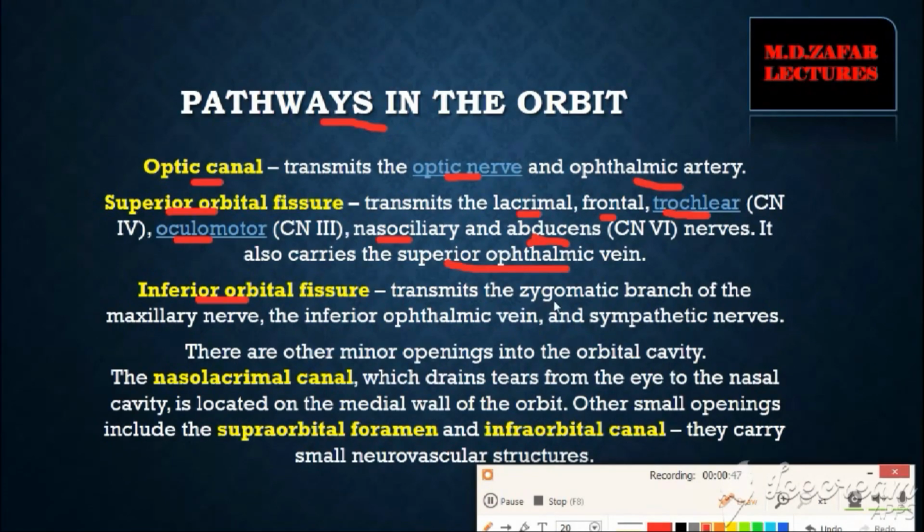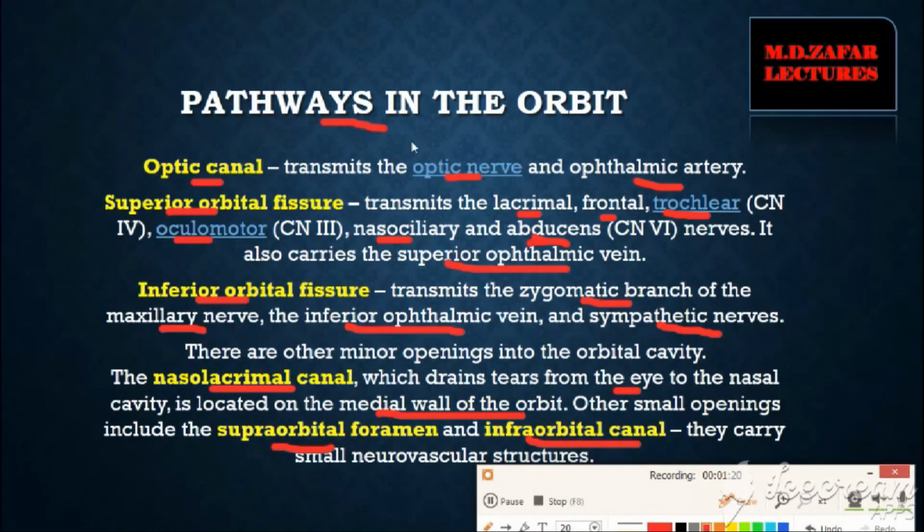Inferior orbital fissure transmits zygomatic branch of the maxillary nerve, the inferior ophthalmic vein, and the sympathetic nerves. There are other minor openings which are also present in the orbital cavity. They include the nasolacrimal canal. It drains tears from the eye to the nasal cavity, and it is located on the medial wall of the orbit. Another important MCQ point, other small openings are supraorbital foramen and infraorbital canal. They carry small neurovascular structures.